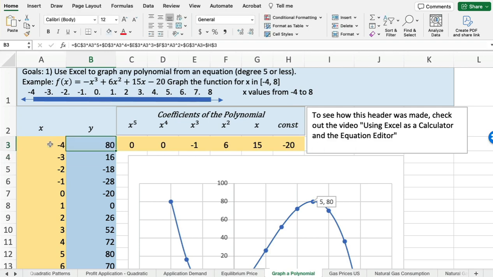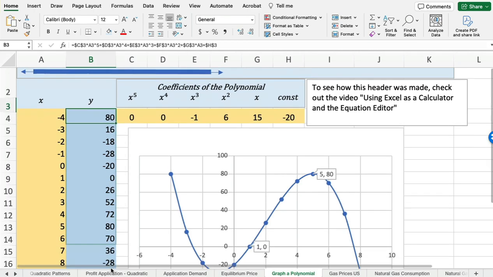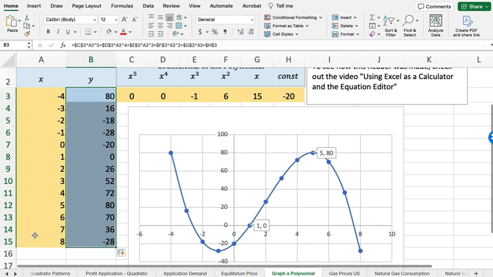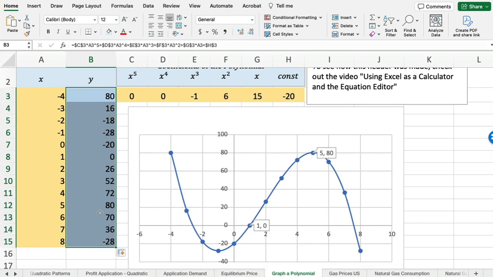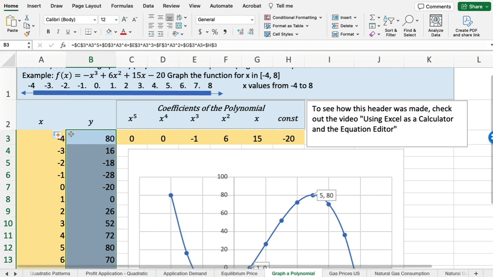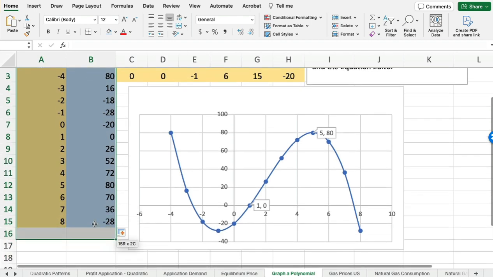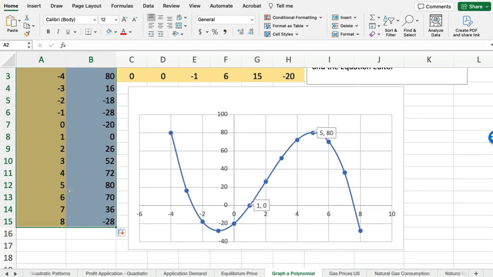So if you did it correctly, you should have a y value of 80 when x is equal to -4 for this particular function. And then we can fill down. We can fill down as far as we need to go. We could even add some more values if we wanted to. Now I'm going to just highlight all of that. Now I've already made the graph, but this is what we want to do.